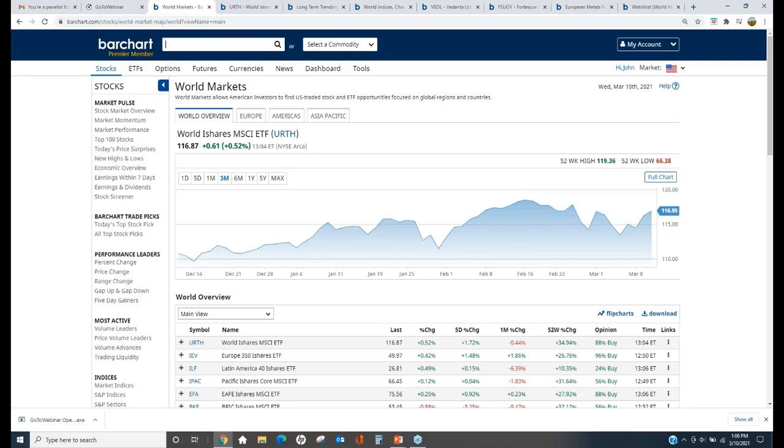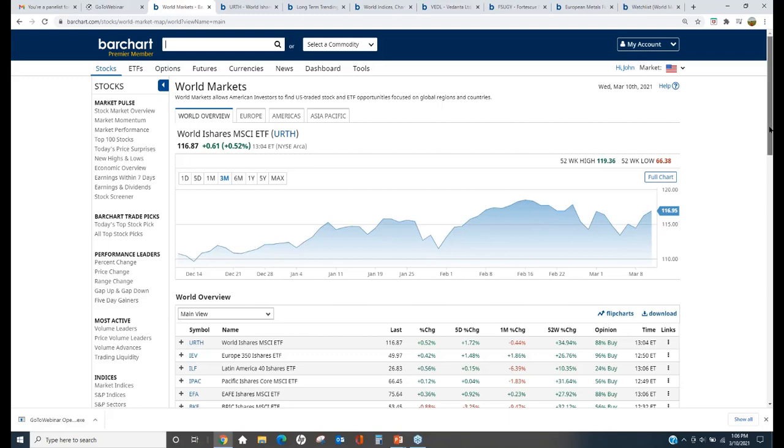So here we see a snapshot of the global equities markets, right? And notice here that it is the iShares world ETF, and we do have a world overview market where we can look at world ETFs or European, Latin America, Pacific, and so on.